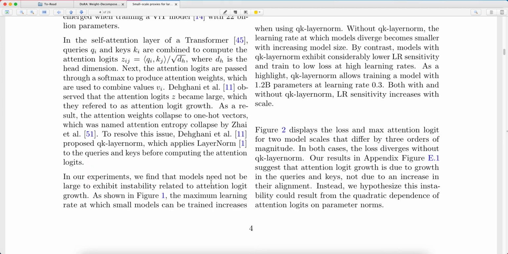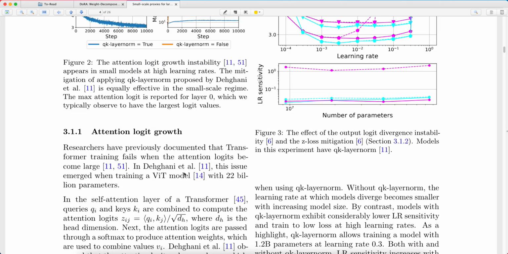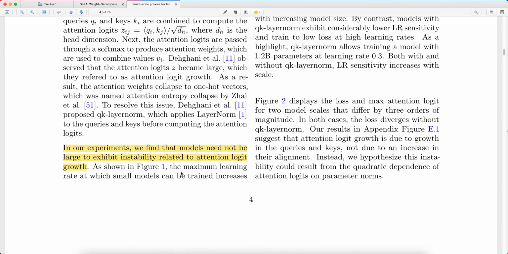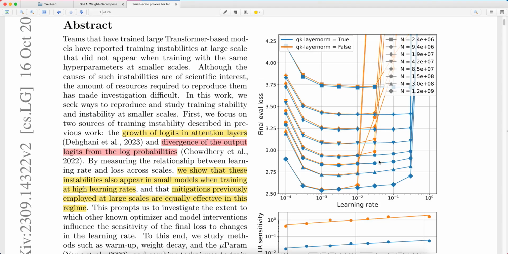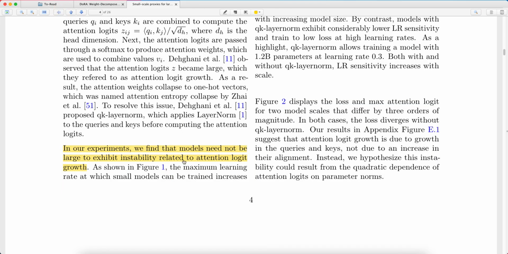Cool. We find that models need not be large to exhibit instability related to attention logit growth. That's cool because I can test that, right? Because I'm doing stuff with small models. The maximum learning rate at which small models can be trained increases when using qk-norm. So figure 1. So yeah, we can do small models. So here's 1,000,000 parameters. If we use qk-norm, the blue collapses like 1 or 2 orders of magnitude later. Great.